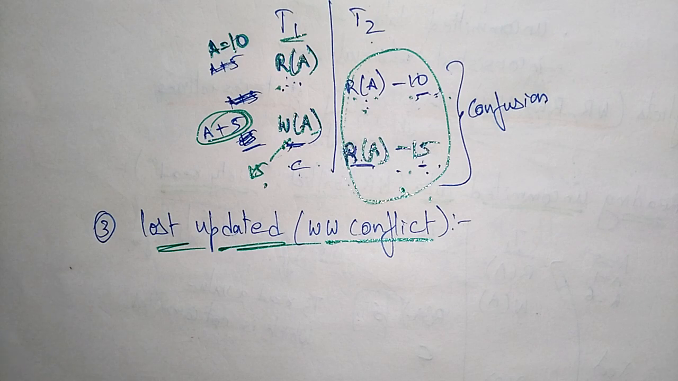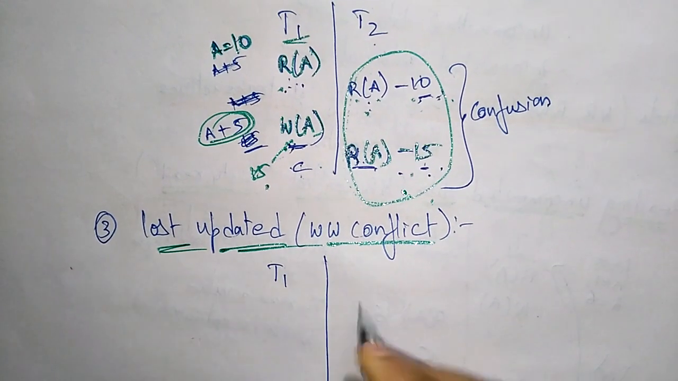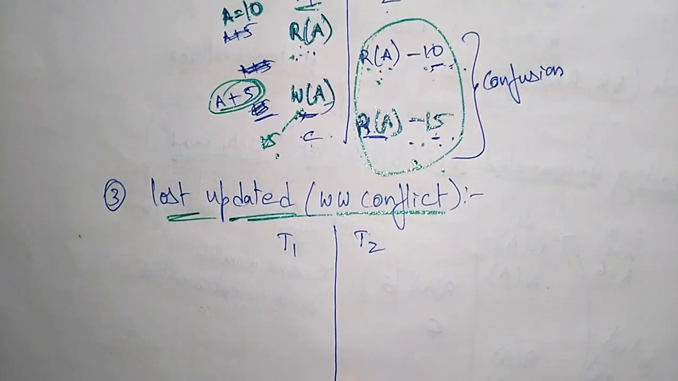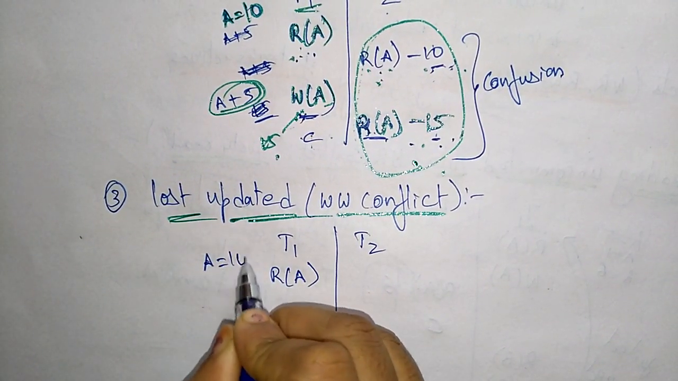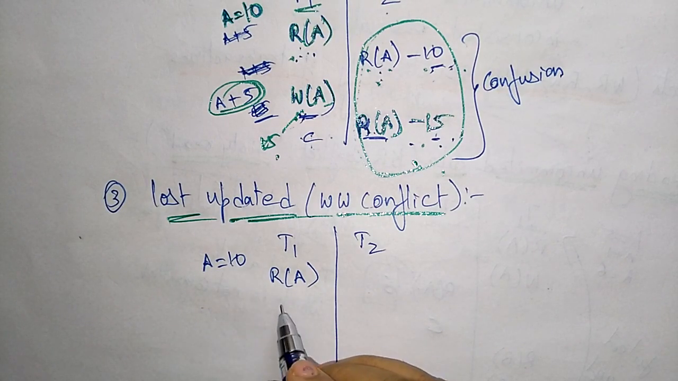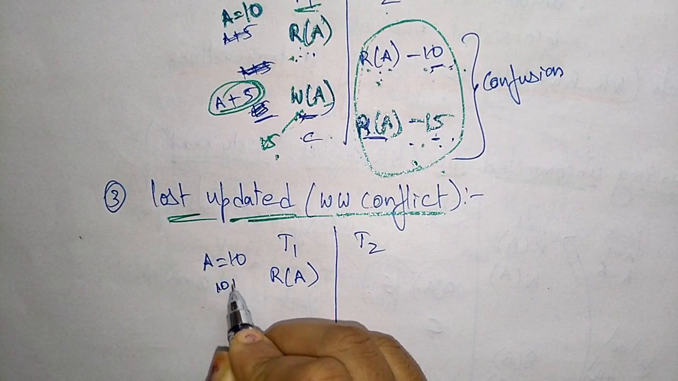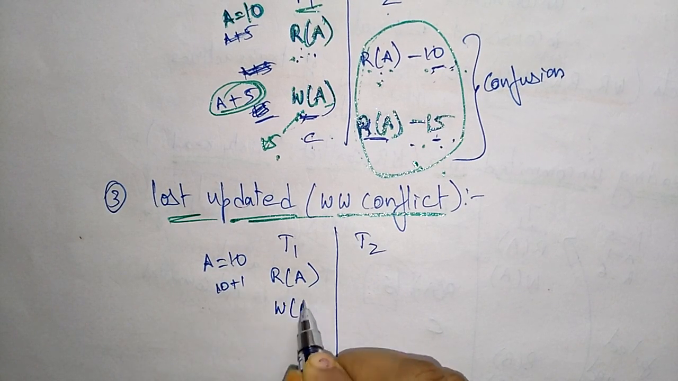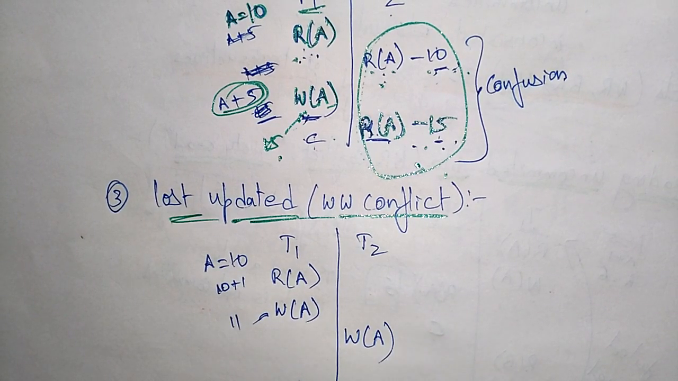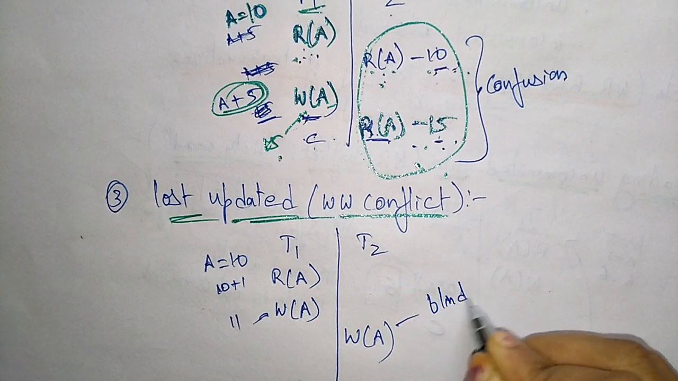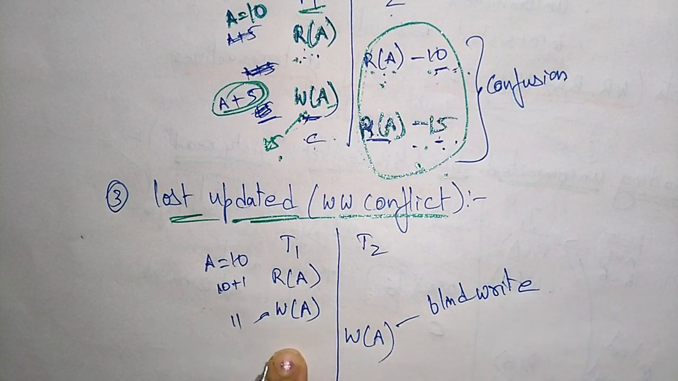Let us take again the two transactions T1 and T2. First it reads the value of A. A starting is 10. Now increment the A value by 1. Now write the value. Now A becomes 11. In T2, at the same time, it is writing A without reading it, just simply writing A. You call it a blind write, meaning whatever the value is, it simply writes the A value.